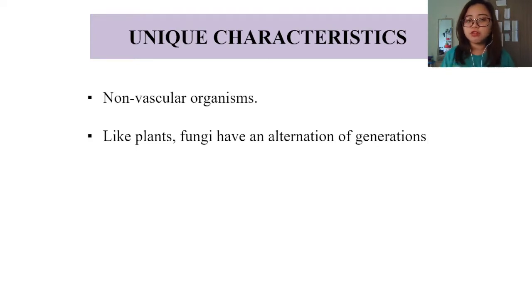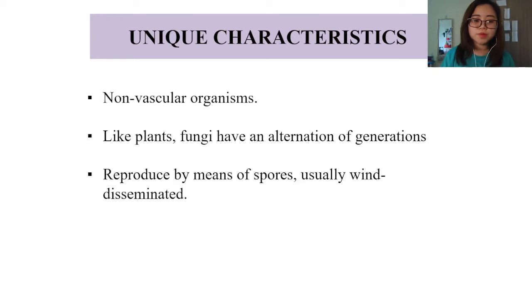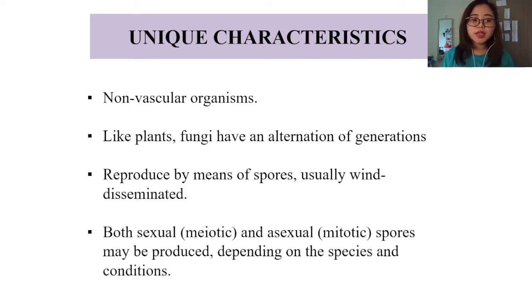Alternation of generations in fungi is a lot more confusing than alternation of generations in plants, so you don't need to read into too much detail about this one. Fungi will reproduce by means of spores, and these spores are usually wind disseminated. So spora dia disebarkan melalui angin, that's what the second part means. And they reproduce by both sexual, which is meiotic division, and asexual, mitotic spores. Both sexual and asexual spores may be produced, but it depends on the species and also the living conditions.